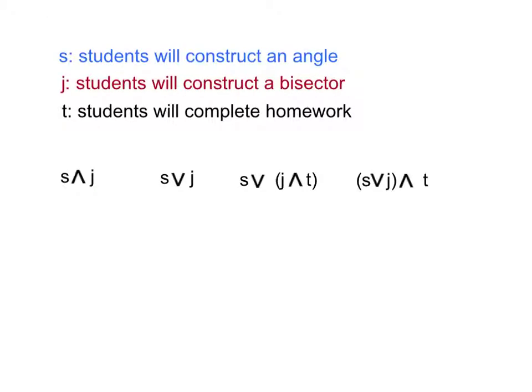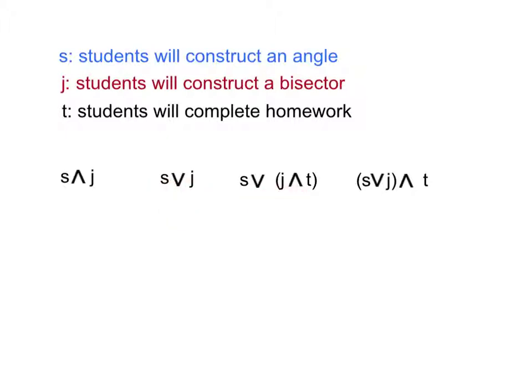Now let's look at this. We have S and J, S or J, S or J and T, S and J or T. That's how we read those. And I've given these conditional statements. Students will construct an angle. Students will construct a bisector. Students will complete homework. This says S: students will construct an angle and they will construct a bisector. So this one means they're going to construct an angle and a bisector. This one says an angle or a bisector.